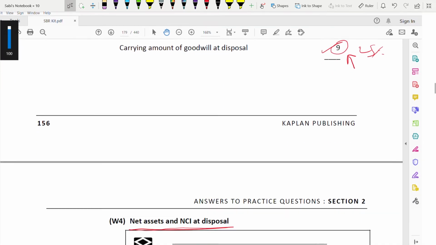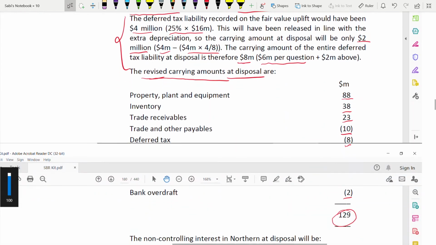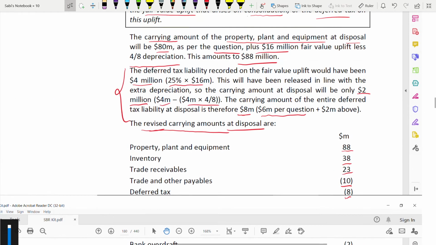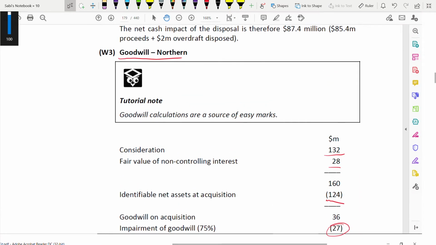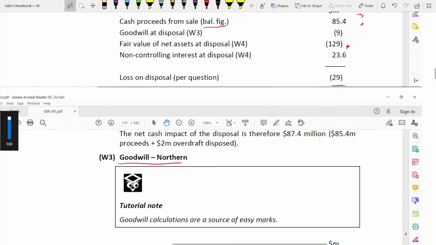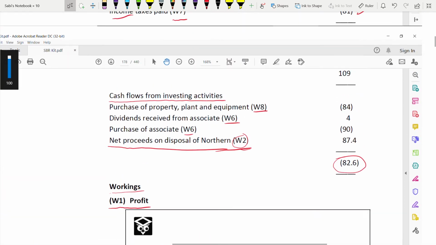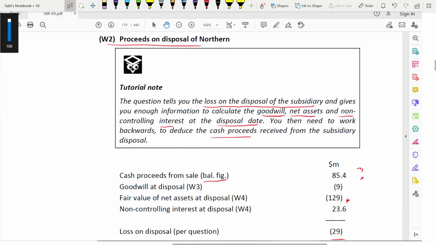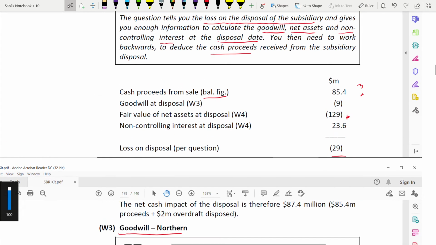Let us go to working 4. So working 4 also we have done, and we have got this one, net assets, you see. That also will not be there anymore. You have disposed of it, so you deduct it. I'm sorry, working 2. So this thing is there, this thing is there, this thing is there.